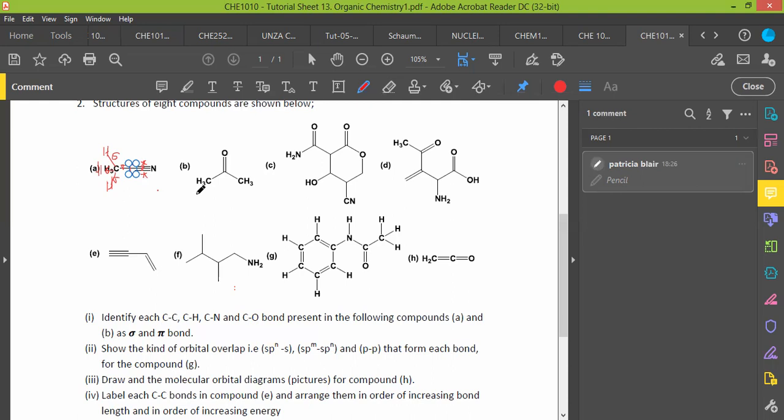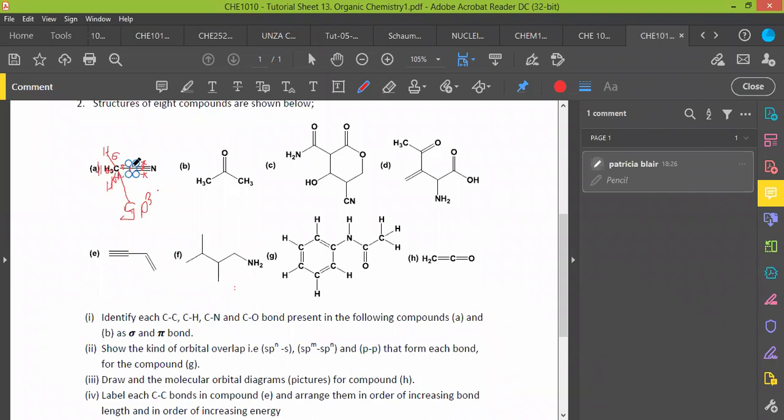If you needed to do hybridization as well, you can check how many sigma bonds this carbon atom has. 1, 2, 3, 4. So this simply means that this particular carbon is sp3 hybridized.